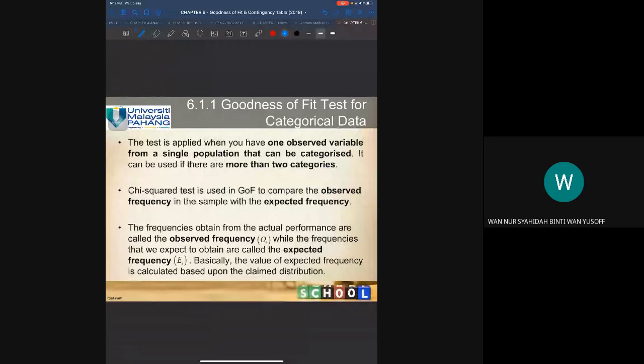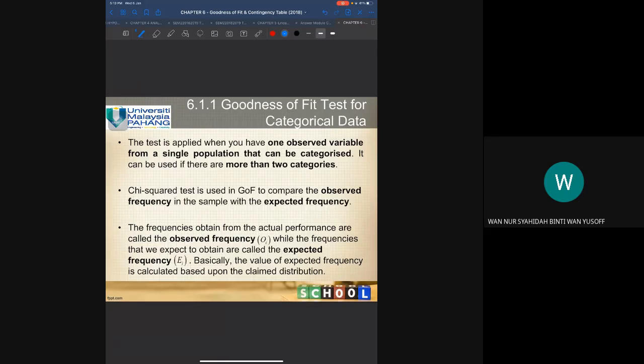The test is applied when you have one observed variable from a single population that can be categorized. It can be used if there are more than 2 categories. So the data is from a single population and the variable can be categorized. Let's say we talk about methods, then you will have more than 2 methods. If we talk about the color of candies, there must be more than 2 colors.